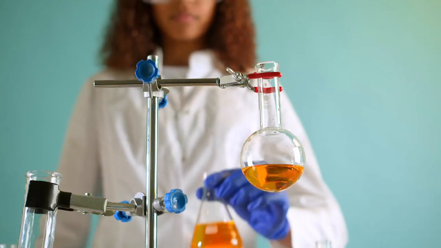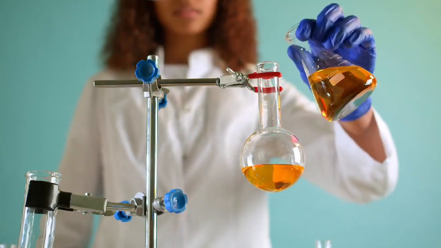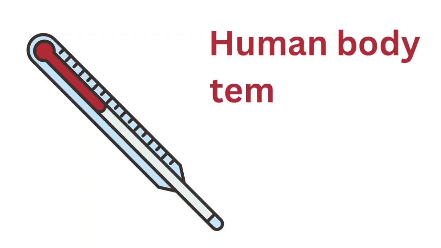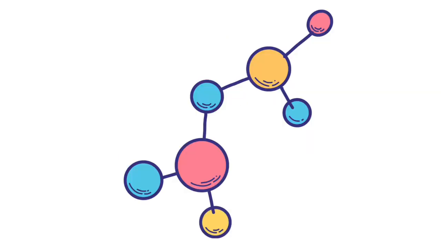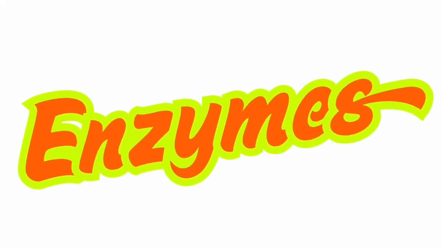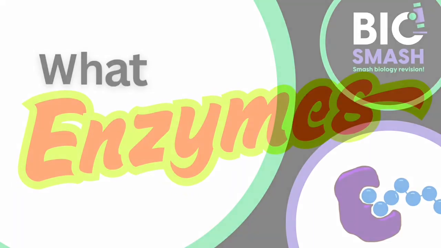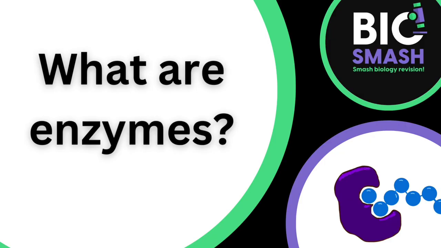As you'll know from science lessons, to get chemical reactions to go faster, you need to increase the temperature. However, the human body has to stay at 37 degrees C. This means the body needs another way of speeding up chemical reactions. So, living things contain enzymes. Let's have a look at what enzymes are.